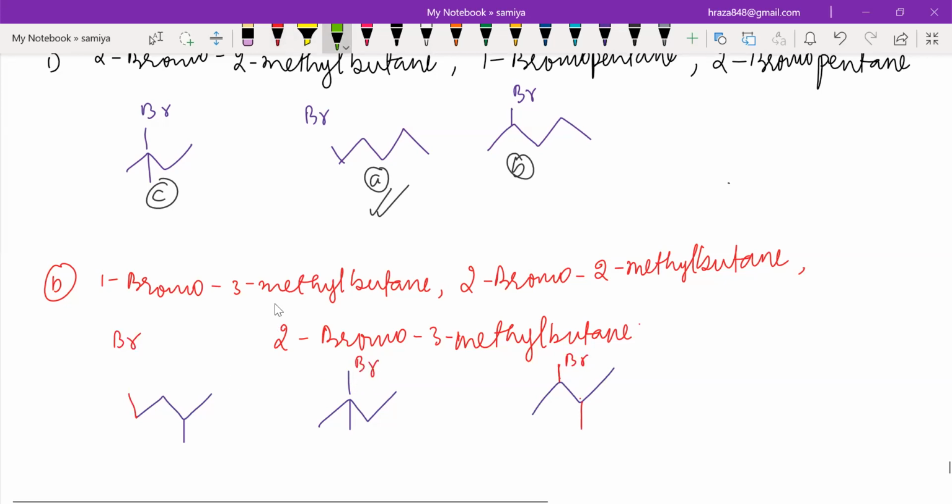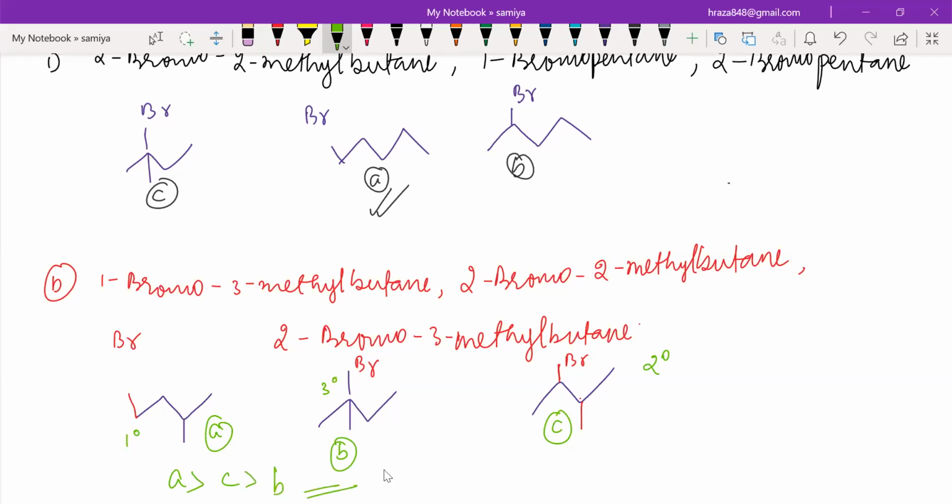So for the most reactive, I'm going to write A, B, C. The most reactive will be A. This is 1 degree, this is 3 degree, and this is 2 degree. So A, C, B. Yes or no? Yes, sir.